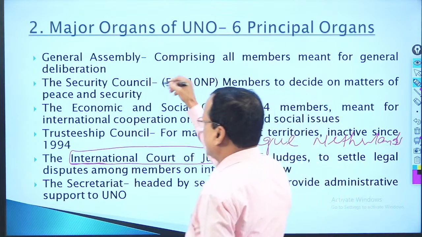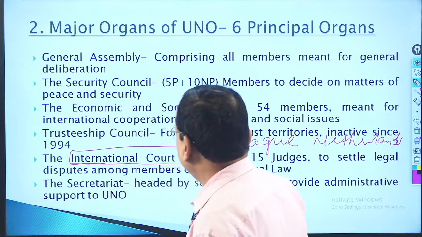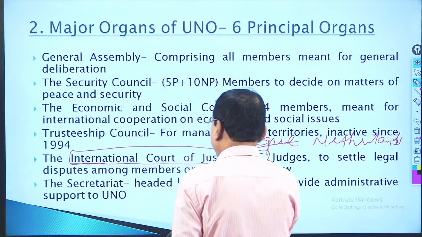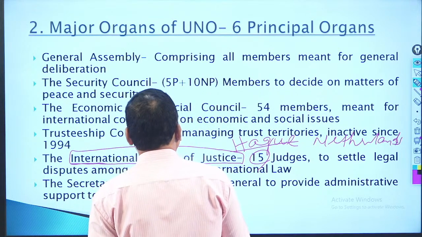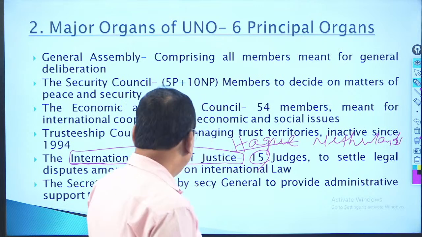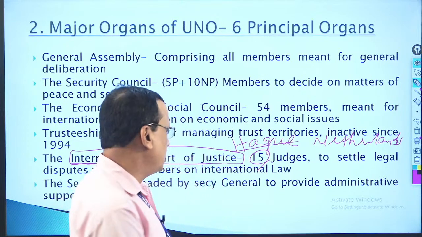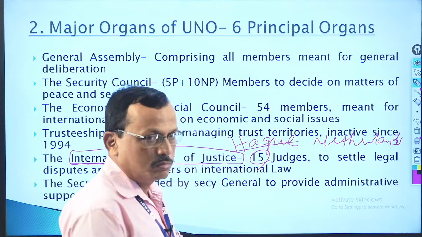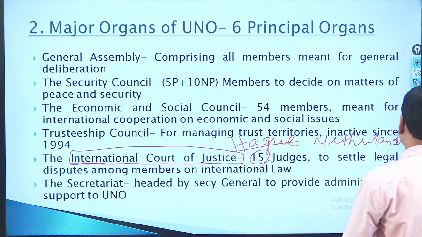Most of the other organs are headquartered in New York, but this major organ is located away from the headquarters at The Hague in Netherlands, with 15 judges elected for a 9-year term to administer justice in case of any conflict among the nations. How the judges are elected, what the tenure is, what function they do, we'll discuss in detail in a subsequent period. But at least this much you should know: 15 judges elected for a 9-year term to settle disputes among members on international law.